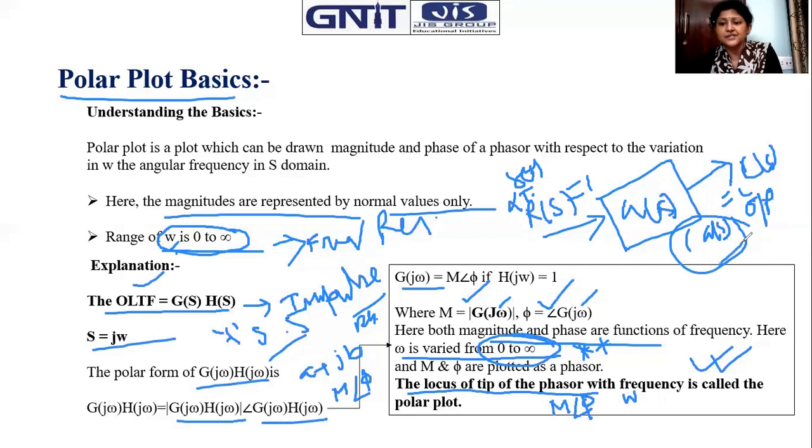Okay, and G(s) is nothing but a function of phase. So obviously it is a phasor. Phasor has its rectangular representation as well as the polar representation. So in case of polar plot, polar means the phasor having magnitude along with the phase with respect to frequency that will change, and that locus of the tip of the phasor with respect to the frequency is called the polar plot. Okay, it's very simple to analyze.